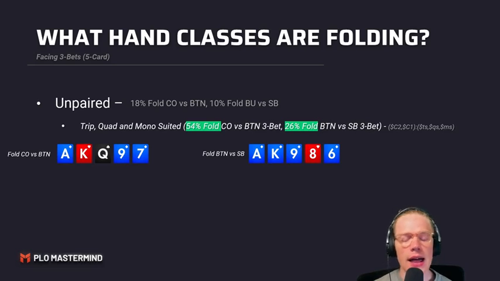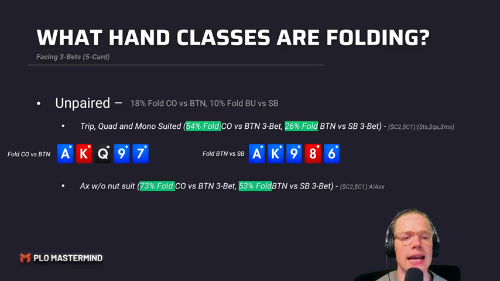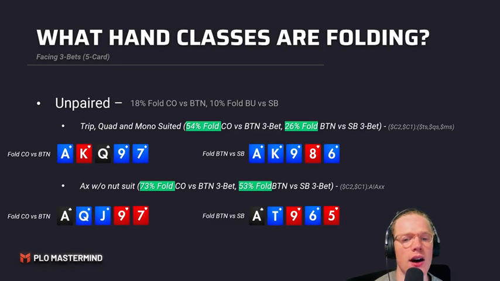The other main pattern in terms of our folding range is going to be when we have an ace that doesn't have the nut suit. And you can see here we're folding even more than when we had a trip, quad, or monotone suited hand. And that is, again, for the same reasons. It's so likely that our opponent not only has a double suited hand, but also that nut suit, which makes hands like ace, queen, jack, 9, 7, and ace, 10, 9, 6, 5 very, very weak because they are so likely to be dominated. Even though they are relatively well connected, they are double suited. We are just performing so poorly against a 3-betting range that we would prefer to fold these hands.